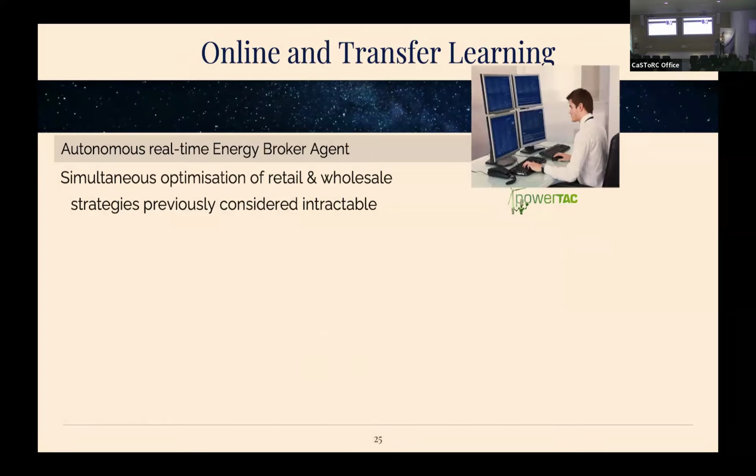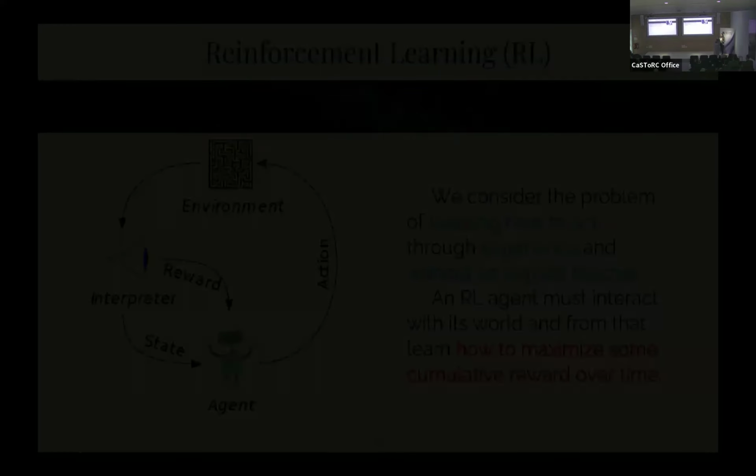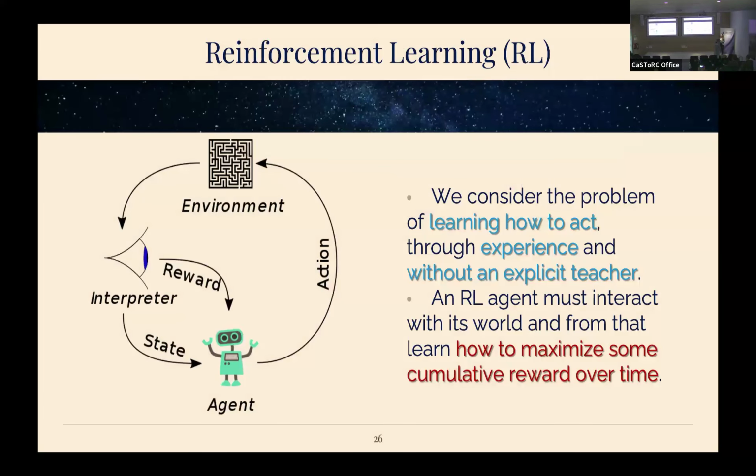At the time when we started participating with AstonTAC, our agent, it was thought that simultaneous optimization of your retail and your wholesale strategy in PowerTAC is totally intractable. So people were winning the competition at that time by either focusing on one or the other, or focusing for 5 minutes on the one and 5 minutes on the other, and so on. We were the first ones to introduce reinforcement learning in this particular domain.